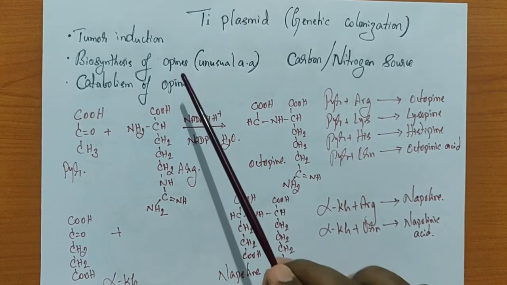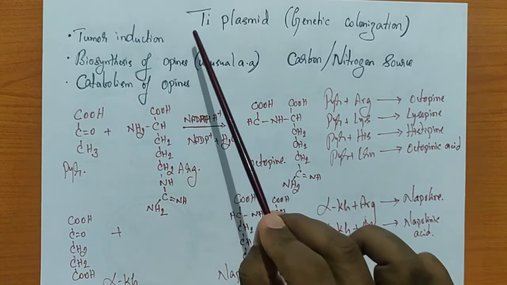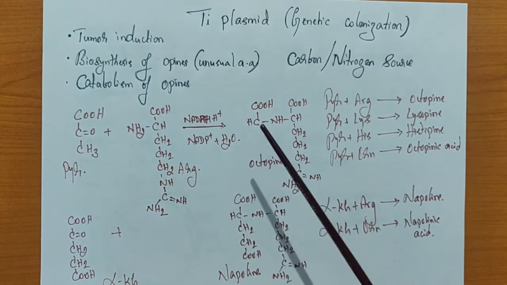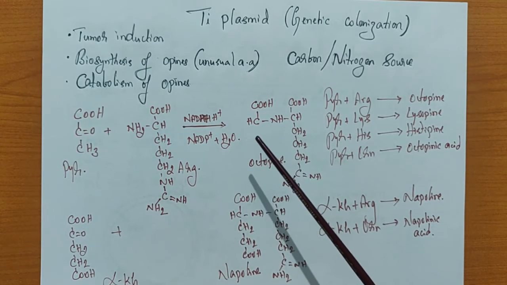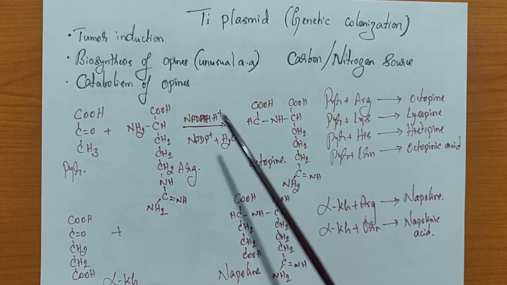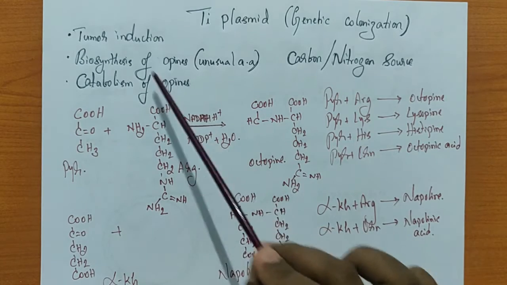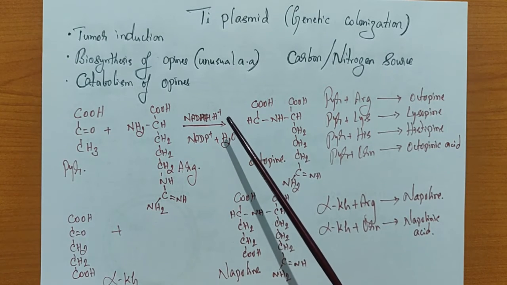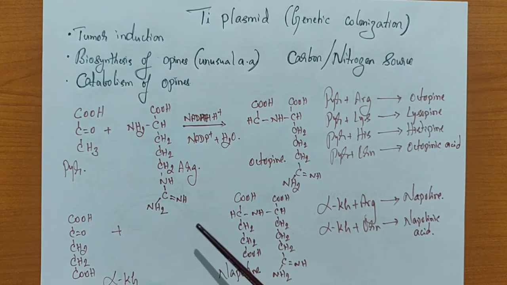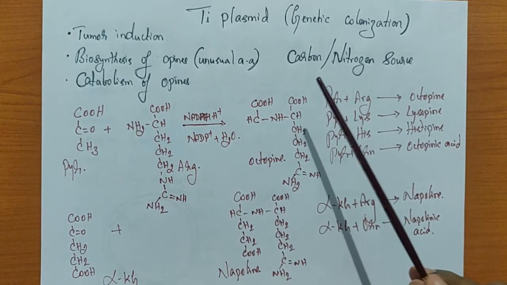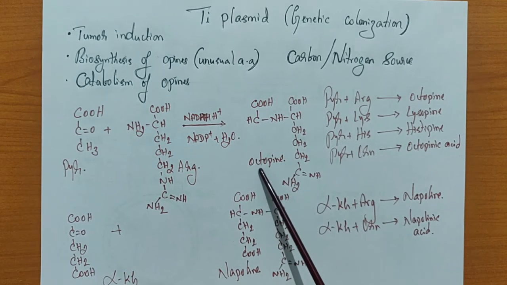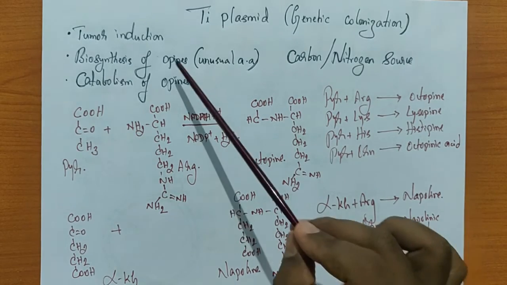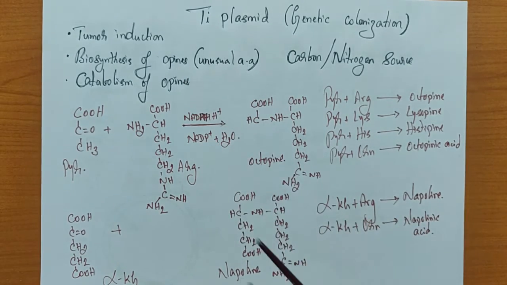What exactly are these opines? Now the T-DNA has also been well characterized. Based on the opines, we have different classes of plasmids. One is octopine, and another one is nopaline. They are all opines, which are unusual amino acids.